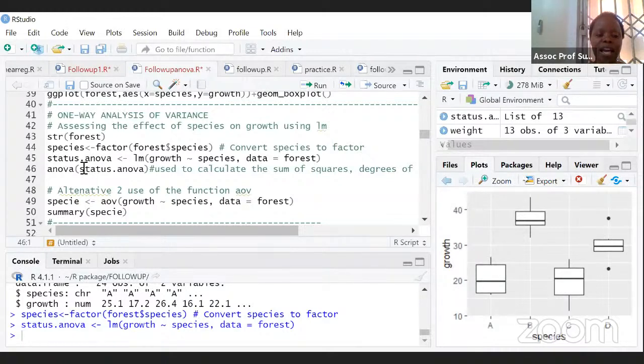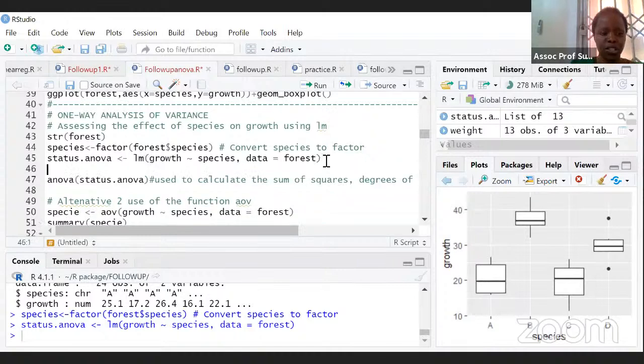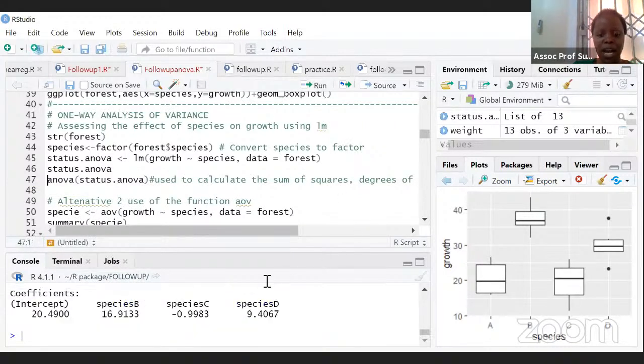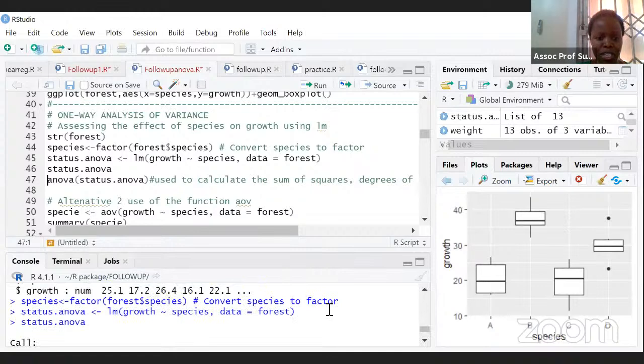Okay. The other thing is I have added another function called Anova, which I can use to calculate the sums of squares and degrees of freedom. Before I go to that, let me just show you what is in status.anova. I hope you're seeing what I'm doing. So then I run that. So it gives me the output that I had calculated with that command of lm.